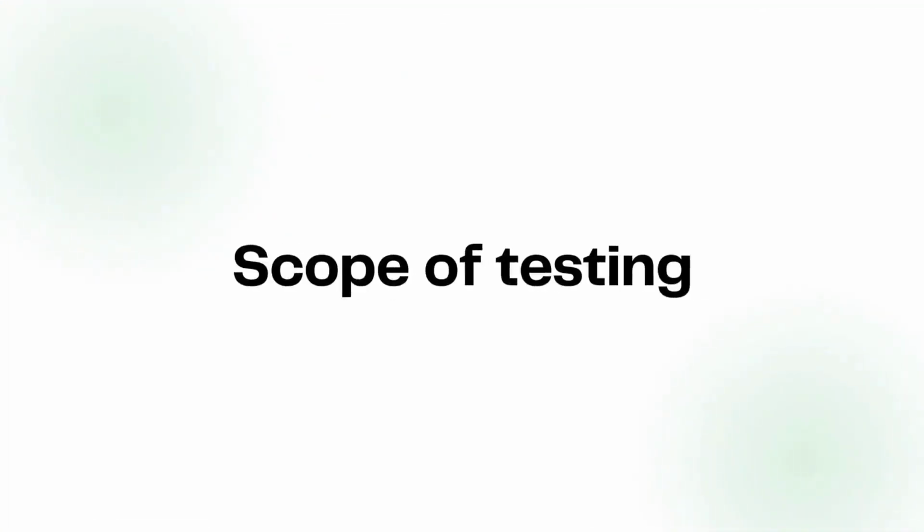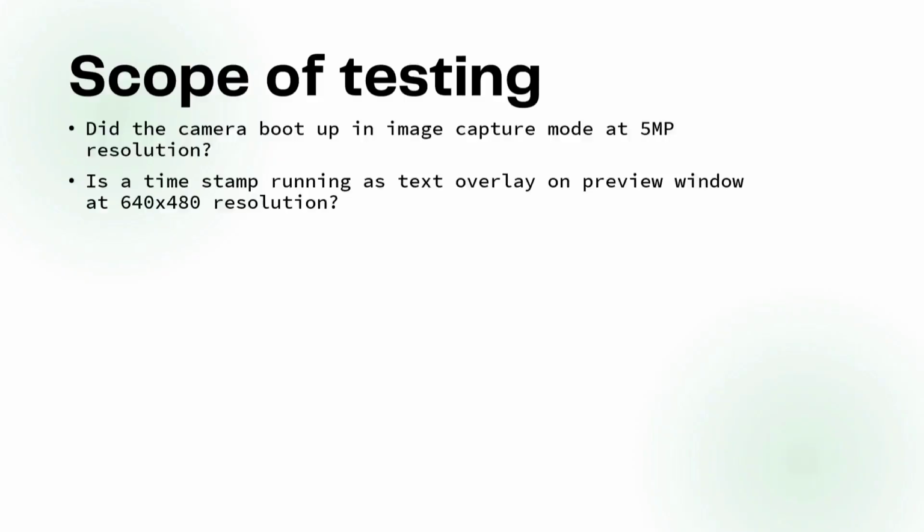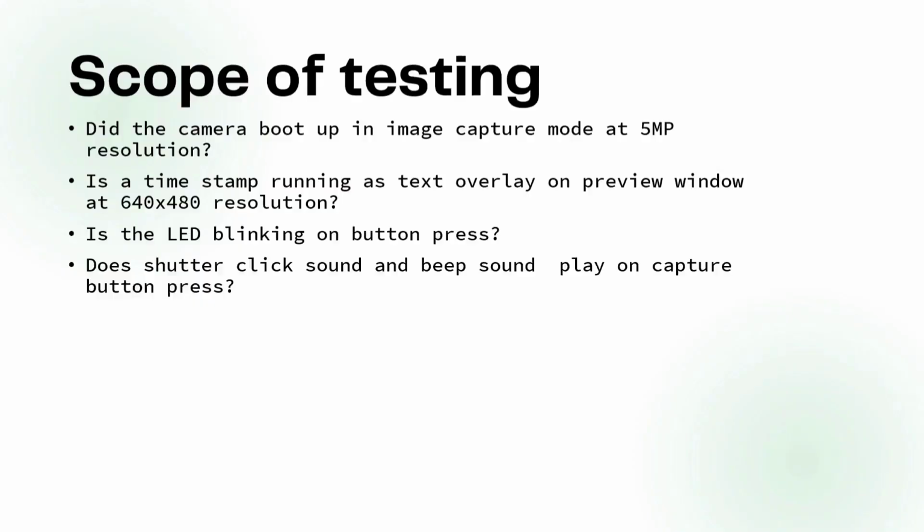Scope of testing. The scope of the testing is defined here. Run the camera code and verify the following. Did the camera boot up in image capture mode at 5 megapixel resolution? Is a timestamp running as text overlay on the preview window at 640 by 480 resolution? Is the LED blinking on button press? Do the shutter click sound and beep sound play on capture button press? Is snapshot capture working at all resolutions?